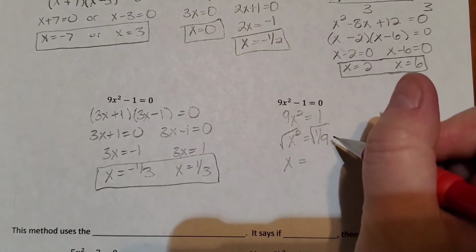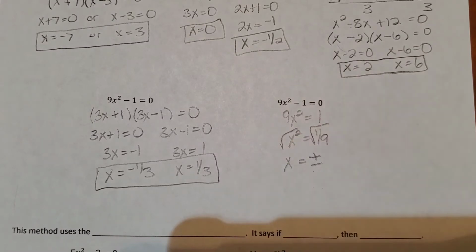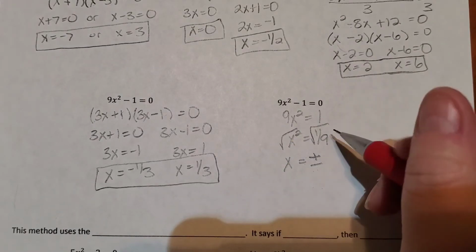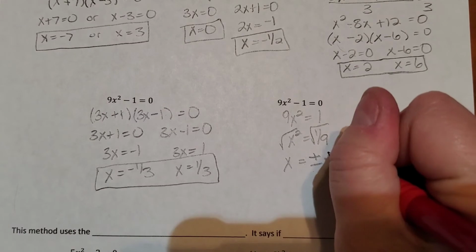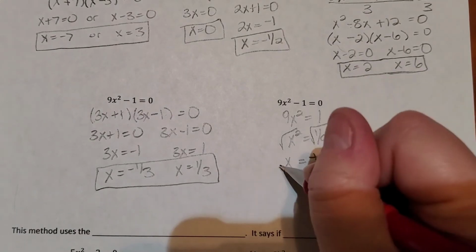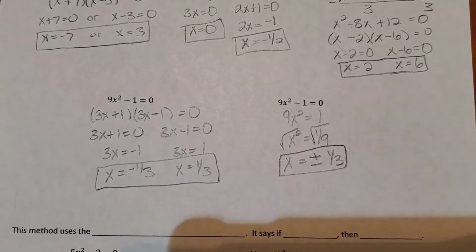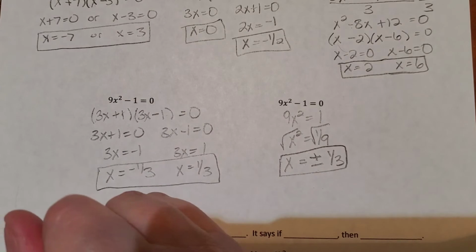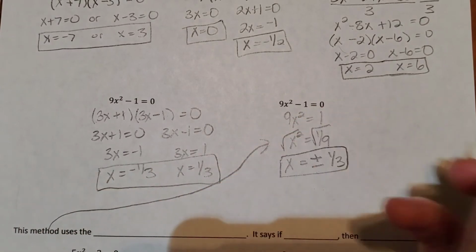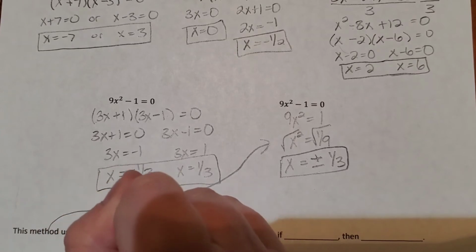And then anytime you're taking the square root, remember you always get two answers. You get a plus and a minus. And in this case, the square root of 1/9 would be plus and minus 1/3. Again, you get the exact same two answers that we got before, solving it a different way. This method is actually known as the square root property.